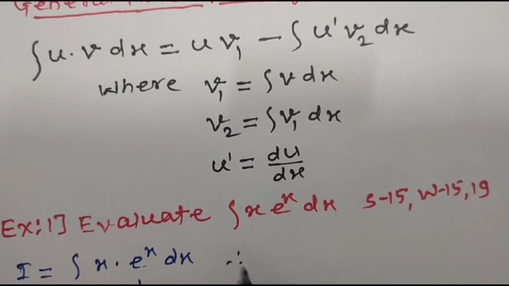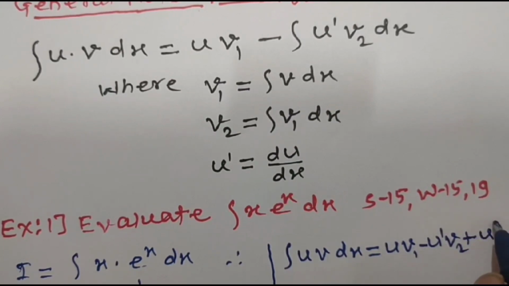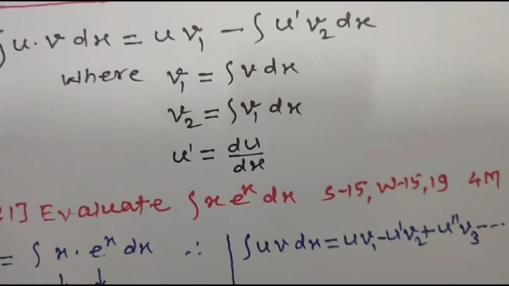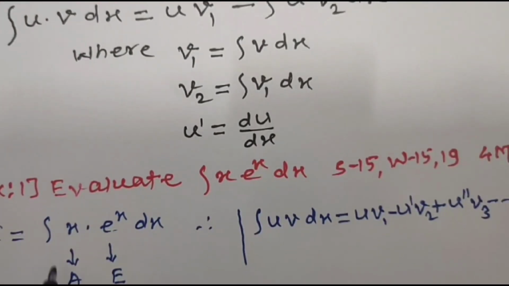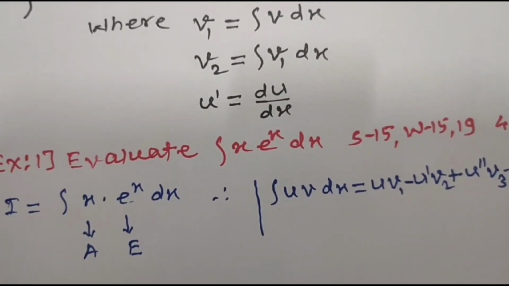So we can apply this formula. Integral of u into v with respect to x is equal to u v1 minus u dash v2 plus u double dash v3 minus and so on. Applying this formula, because x is an algebraic function and e to the power x is an exponential function, let us put first function x and second function e to the power x.